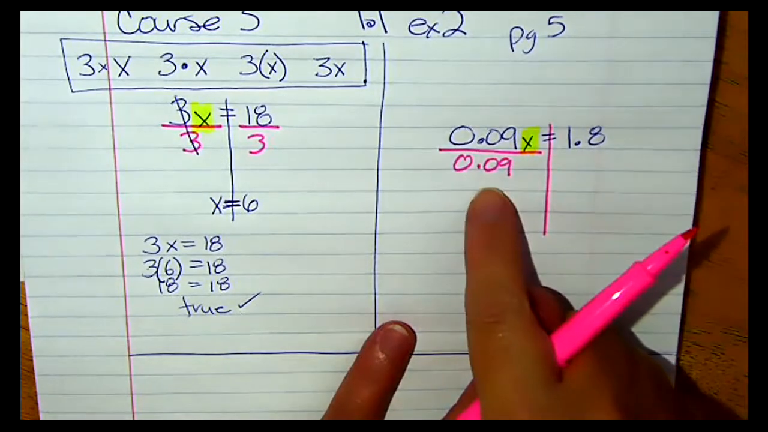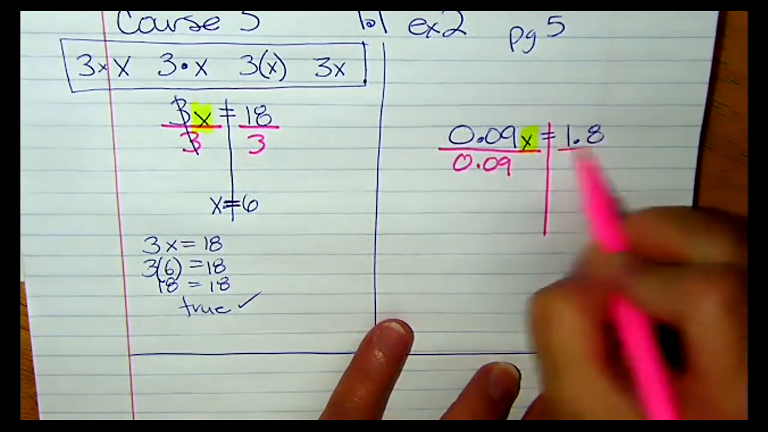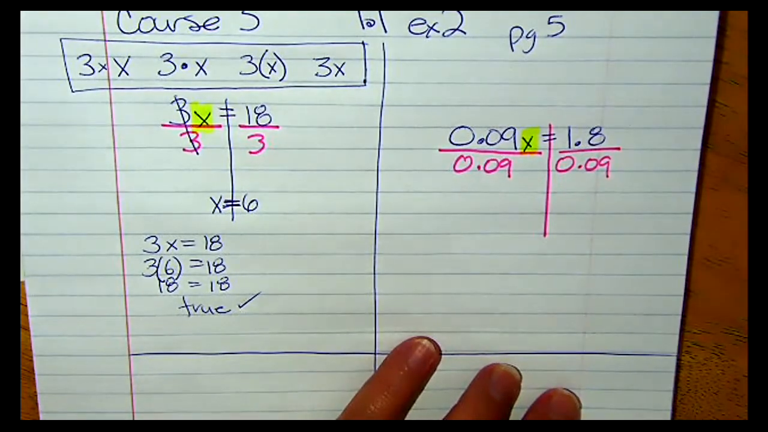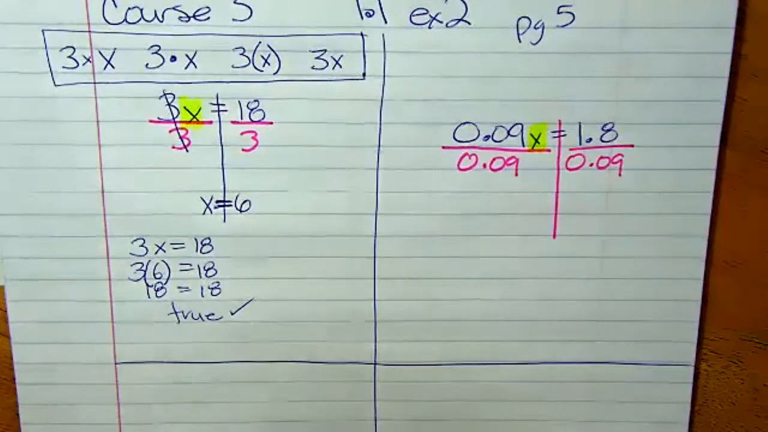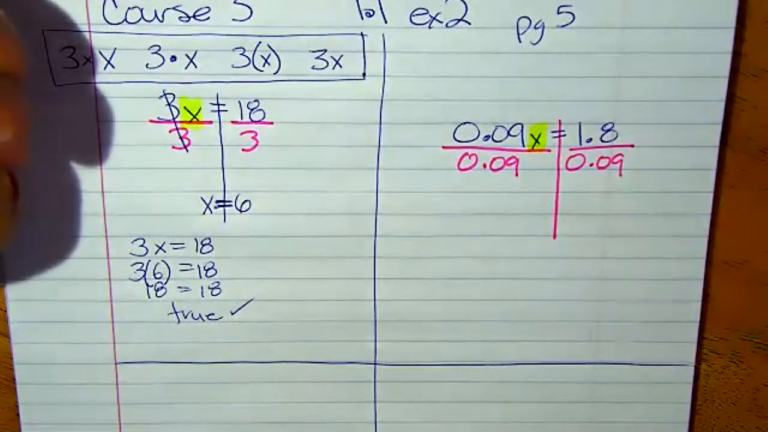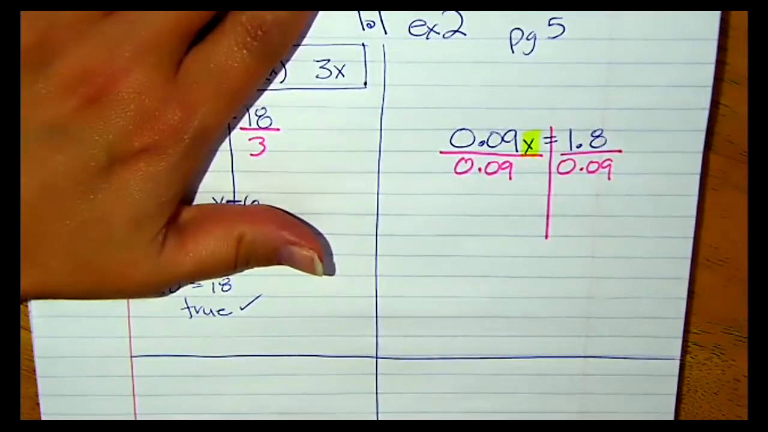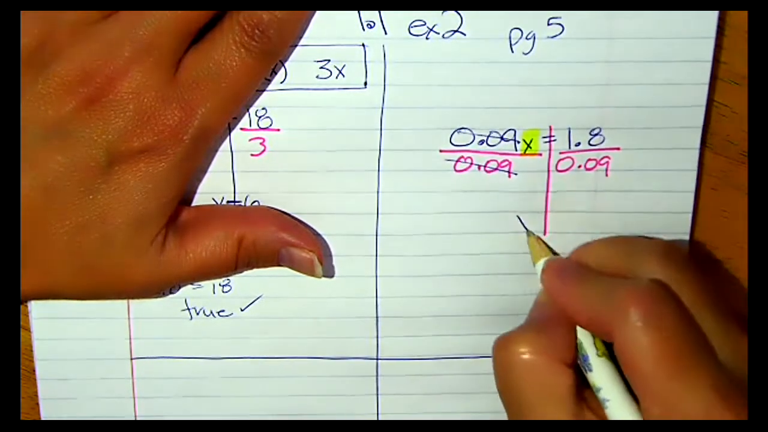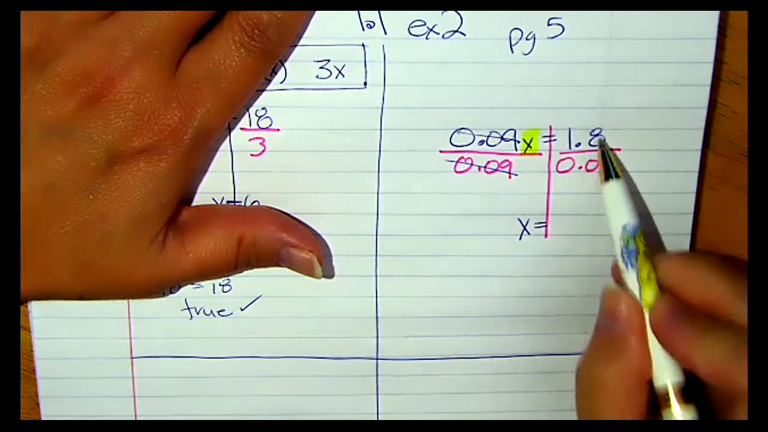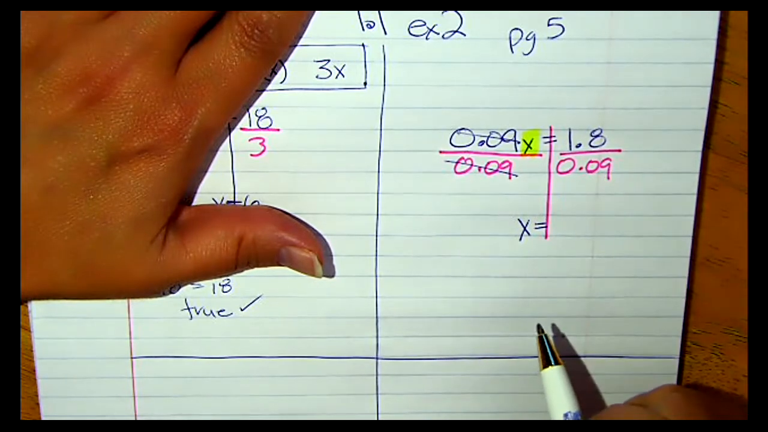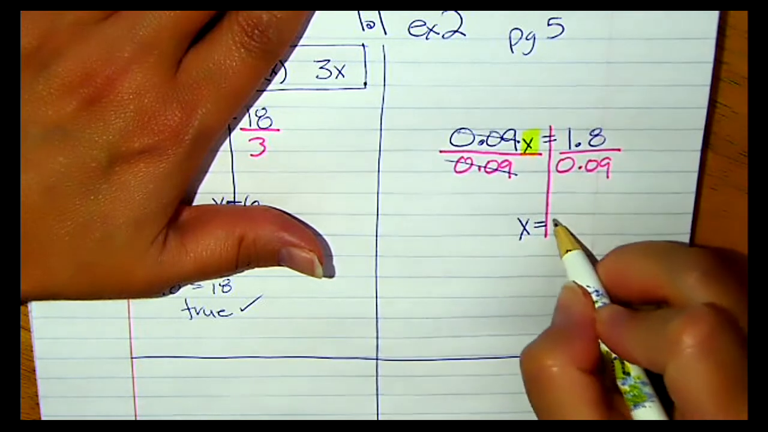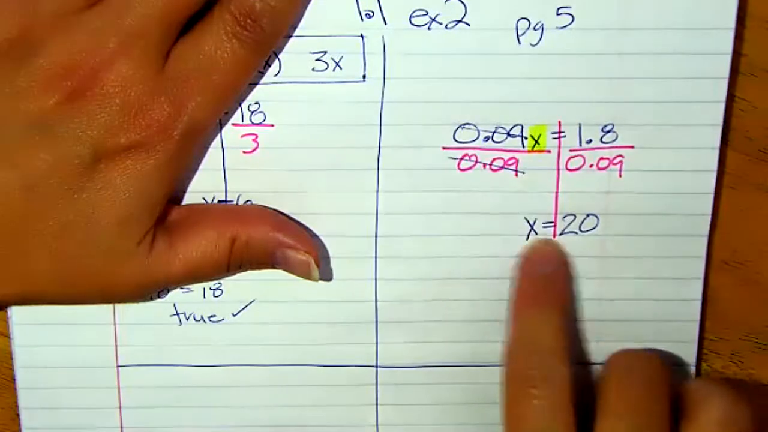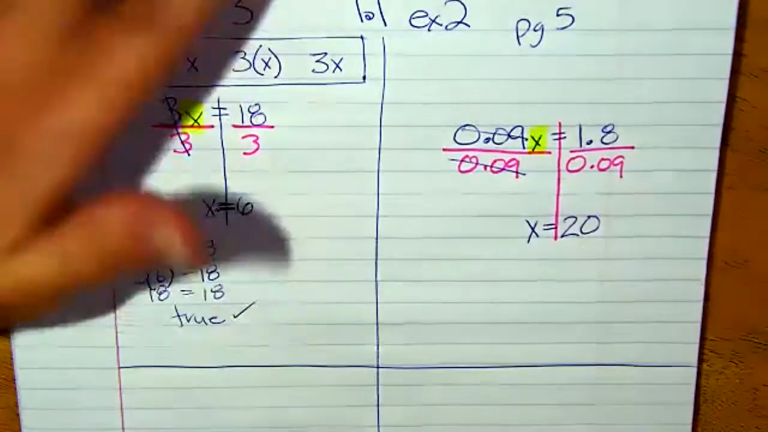What I do to one side of the problem, I must do to the other side of the problem. So we need to divide this side by 9/100 as well. Now at this point, if you want to use a calculator, you are more than welcome to use a calculator. So 9/100 divided by 9/100 is 1. We are left with x equals 1 8/10 divided by 9/100. If you were to put that into a calculator, you would see that it equals 20. So in this case, x equals 20.